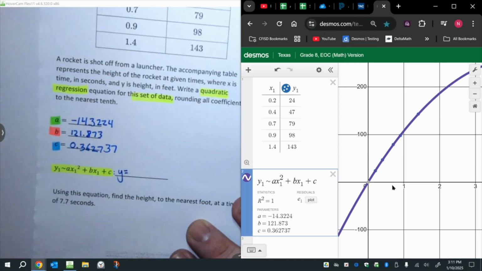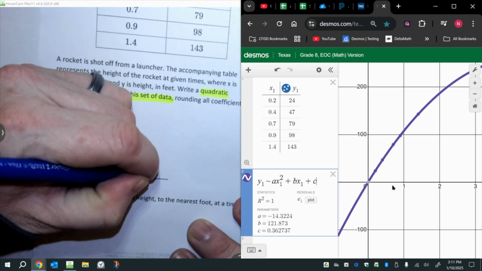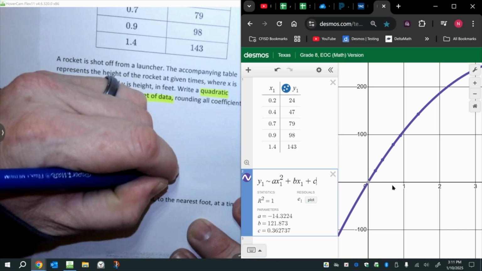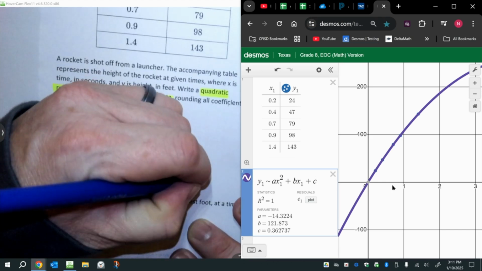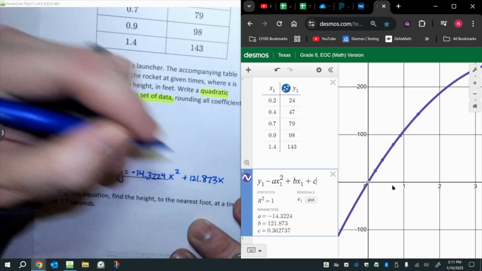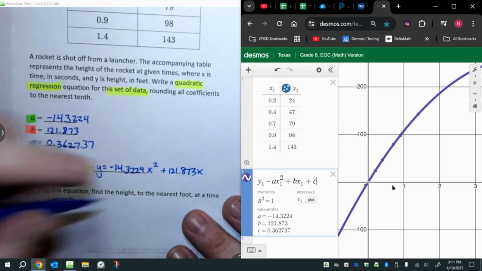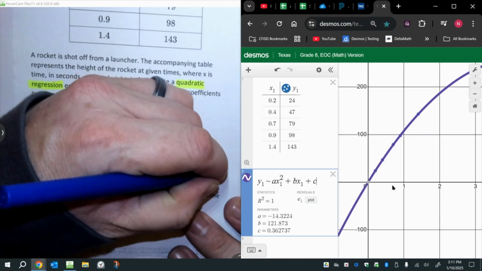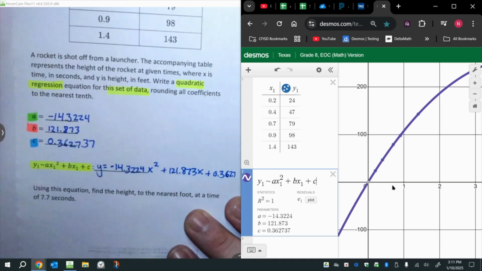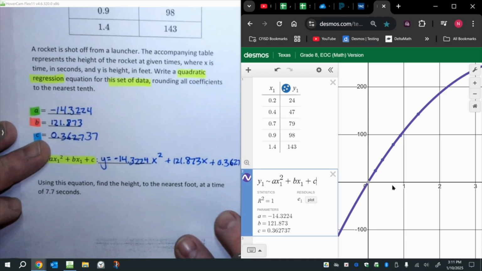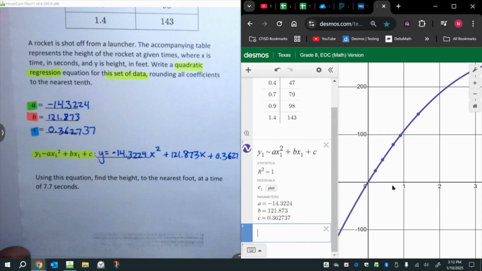All right, so now I write my formula. Y equals negative 14.3224 x squared plus 121.873 x plus 0.362737. All right, so now we're going to use our equation to find the height to the nearest foot for 7.7 seconds.